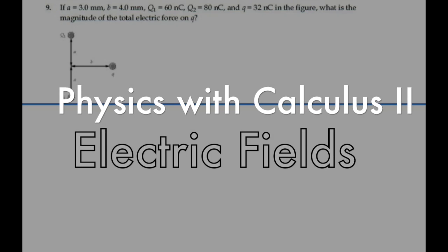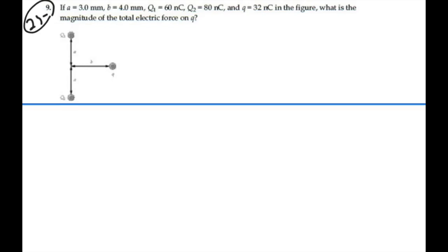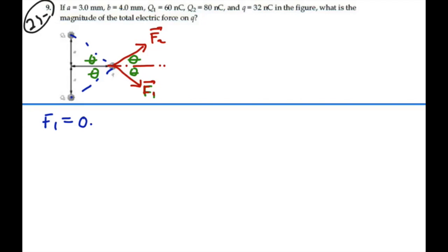Here's a little addendum to problem 23.9. Let's say you worked out this problem and you looked at these two directions and you found F1 going off like this at an angle theta, and then you found F2 going off like this also at an angle theta, and F1 was equal to 0.691 newtons and F2 was equal to 0.922 newtons.